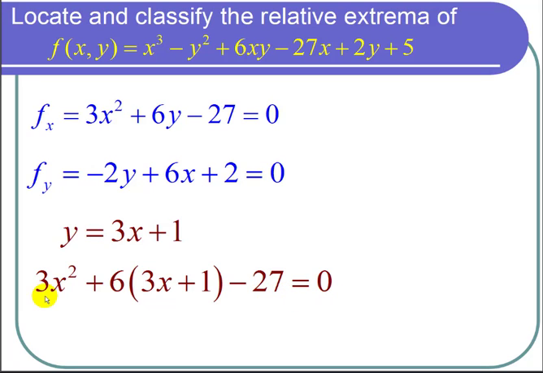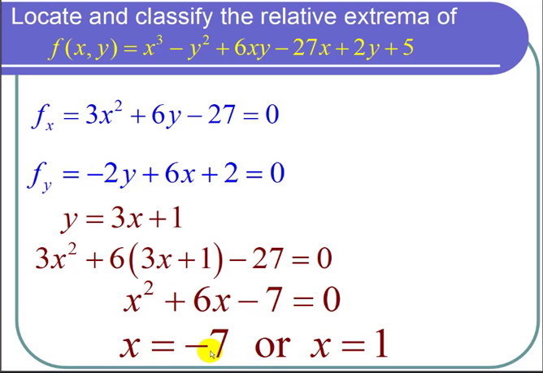So let's divide by 3 first. So this 3 goes away, the 6 becomes a 2, the 27 becomes a 9, and then 2 times 3x is 6x, 2 times 1 is 2, minus 9 is negative 7. So what I got is that x squared plus 6x minus 7 is equal to 0. And this factors as x minus 1 times x plus 7 equals 0. Or in other words, x is equal to negative 7, or x equals 1.